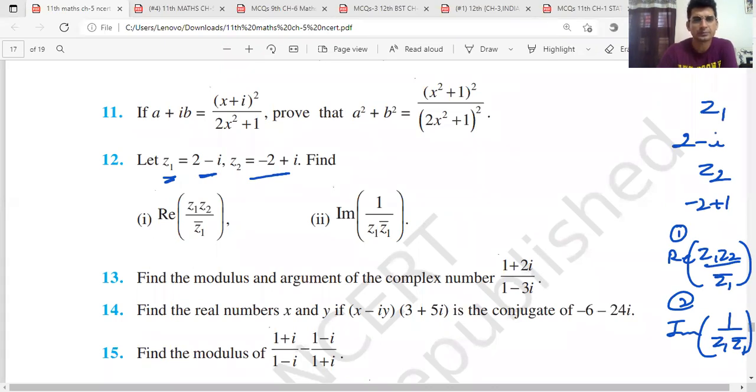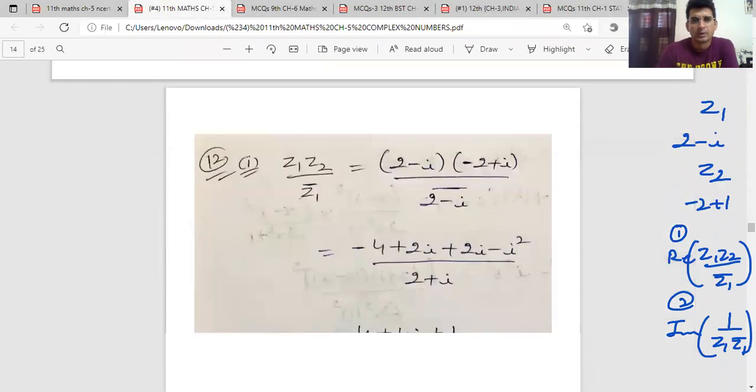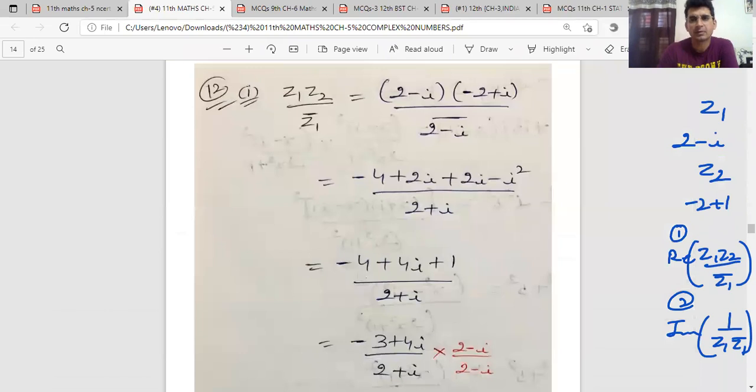So first of all, what has been given and what we need to find in the first part. We need to find Z1 Z2 upon Z1 conjugate. Z1 value is 2 minus iota. Z2 value is minus 2 plus iota. So we need to find the value of the real part of Z1 Z2 upon Z1 conjugate. For that, first of all, we need to find its value.